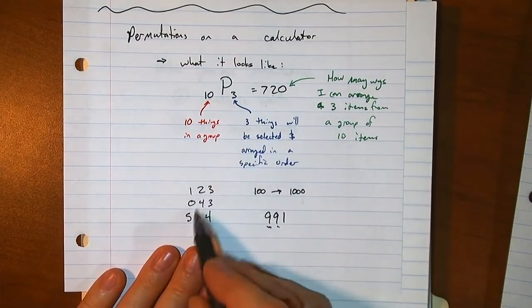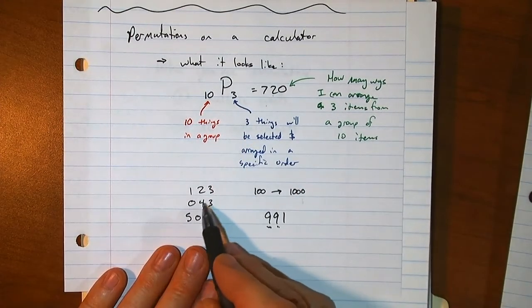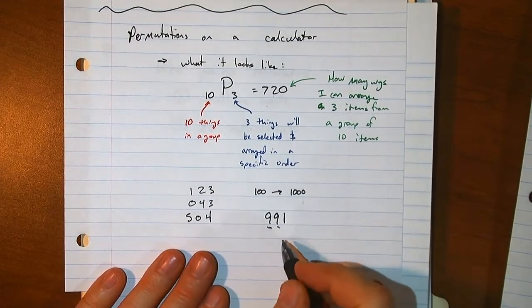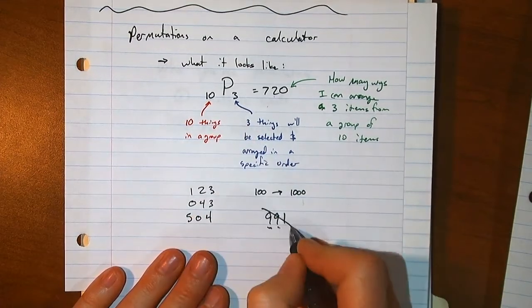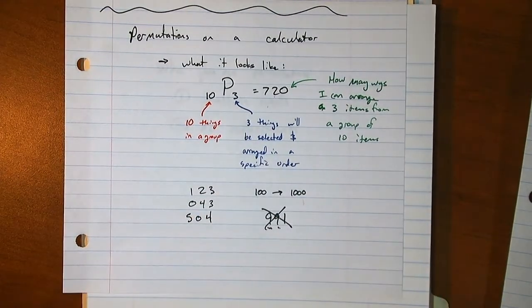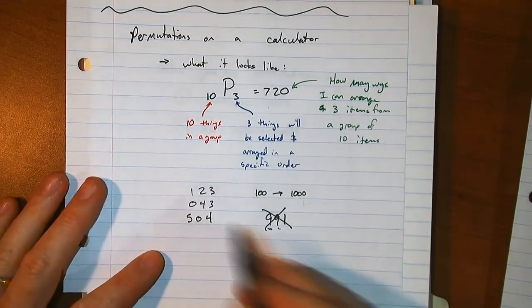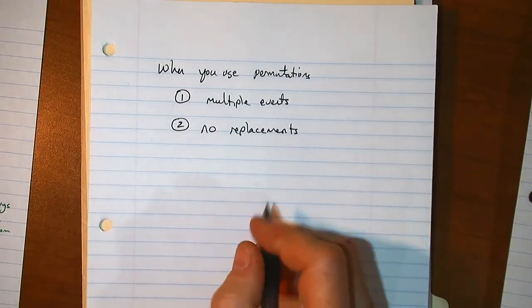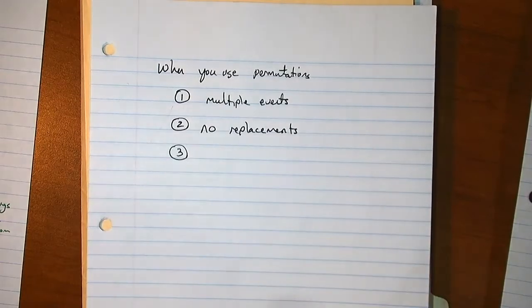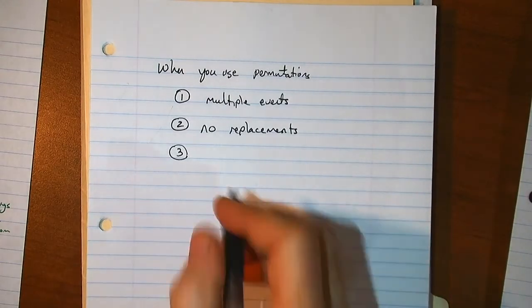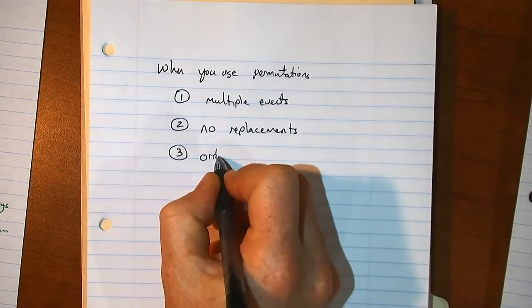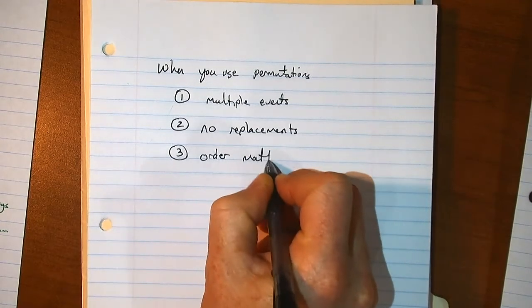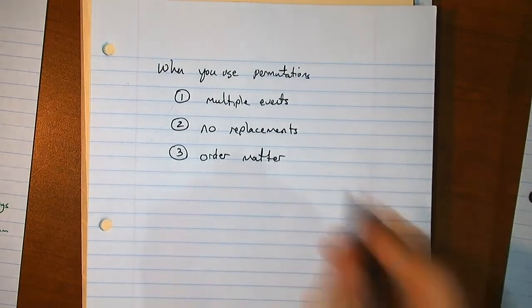So if I'm arranging 3 digits to create numbers using a permutation, these types of numbers are not allowed to have repeats. Only numbers where nothing repeats are allowed. Okay, so there's no replacements. And then the third item gets into the heart of what permutations are really all about: the order is important to us.